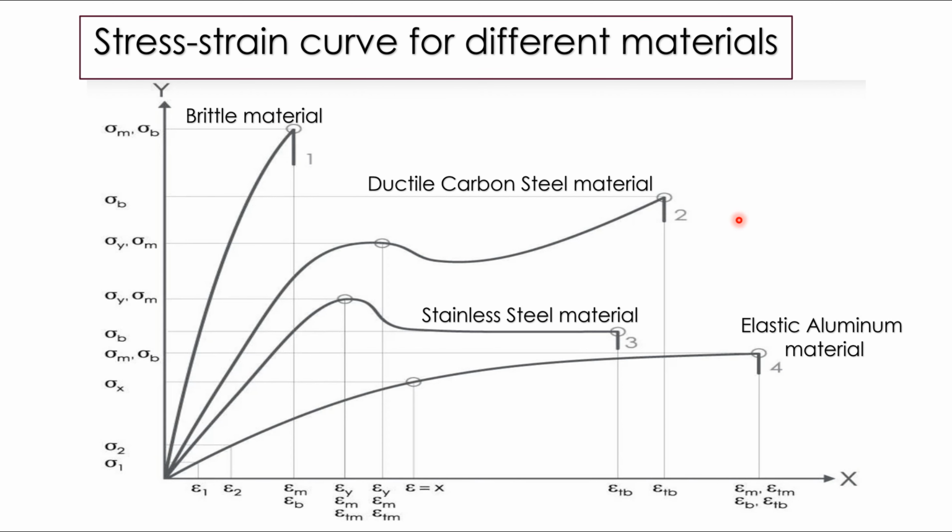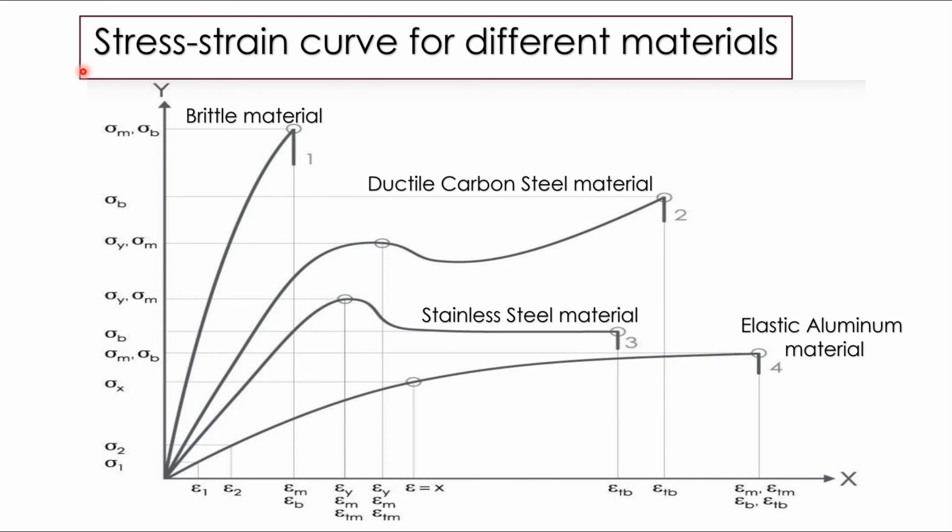Let's move to specimen 2. Specimen 2 shows an example of ductile material like low carbon steel with stress increase after yield point. This is the yield point and stress increases after the yield point. Specimen 3 shows an example of stainless steel material without stress increase after yield point. So after this yield point, stress decreases and strain increases. And specimen 4 shows an example of soft elastic material like aluminum breaking at a large strain point. Here the stress developed in the material is very less, but the strain developed in the material is very high.